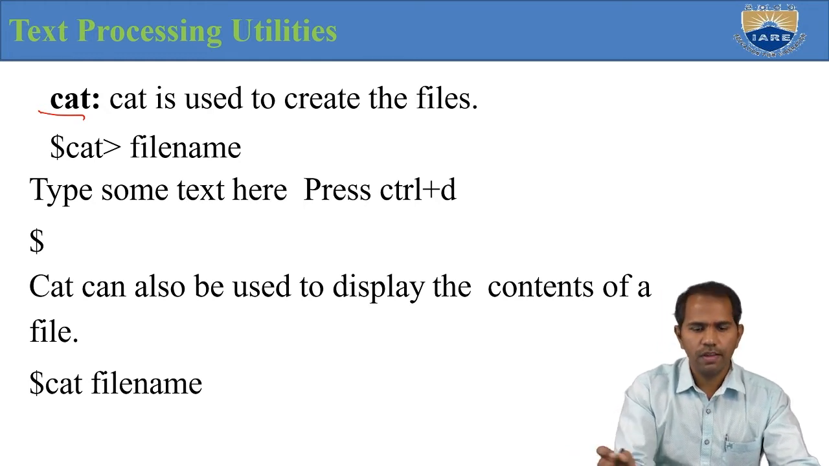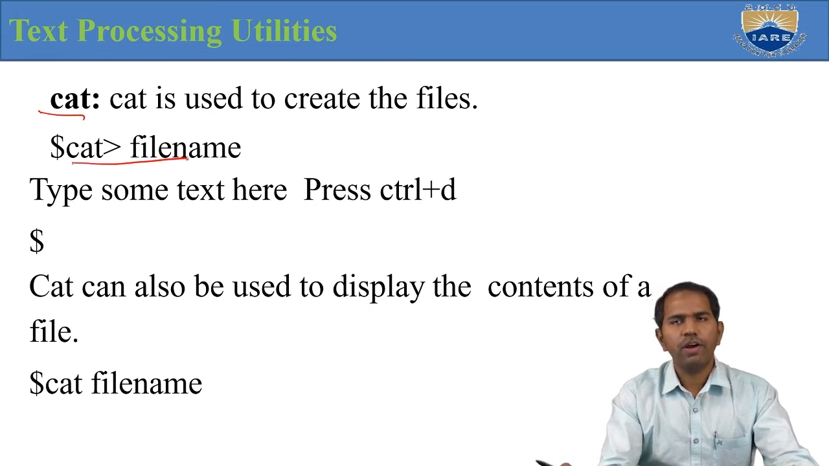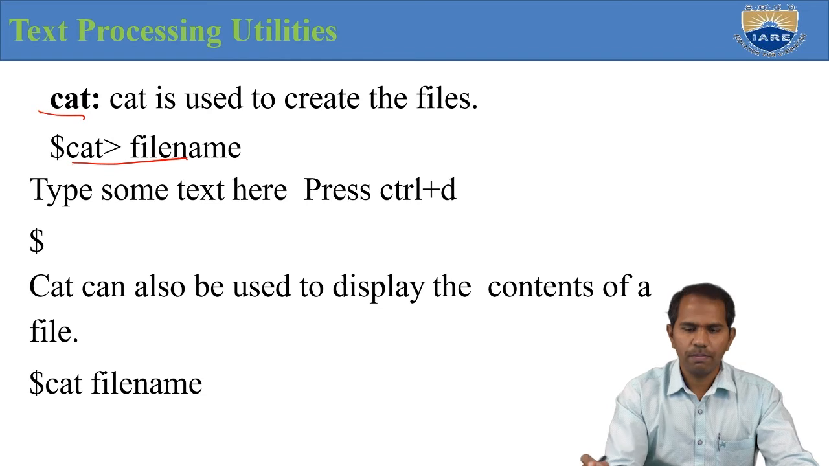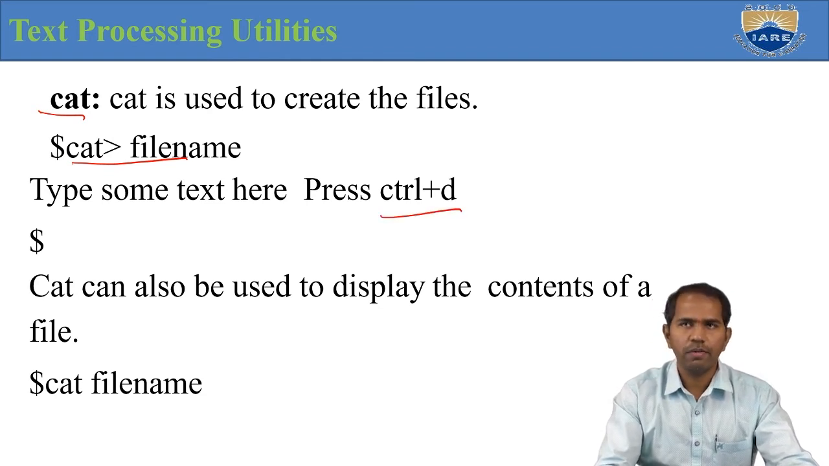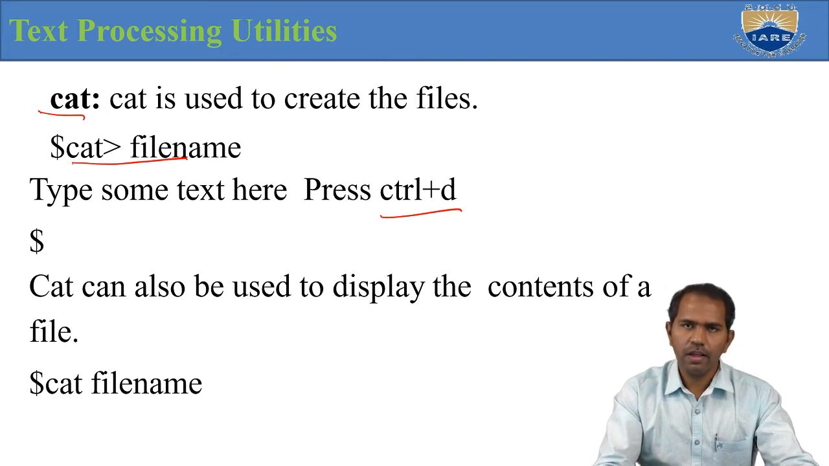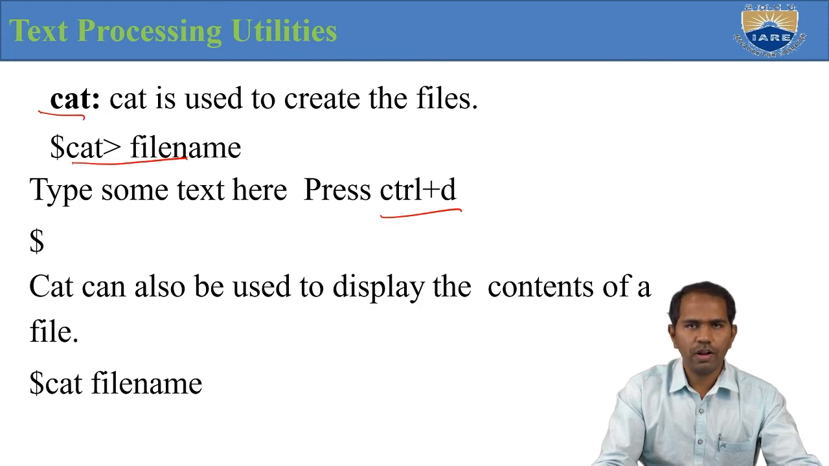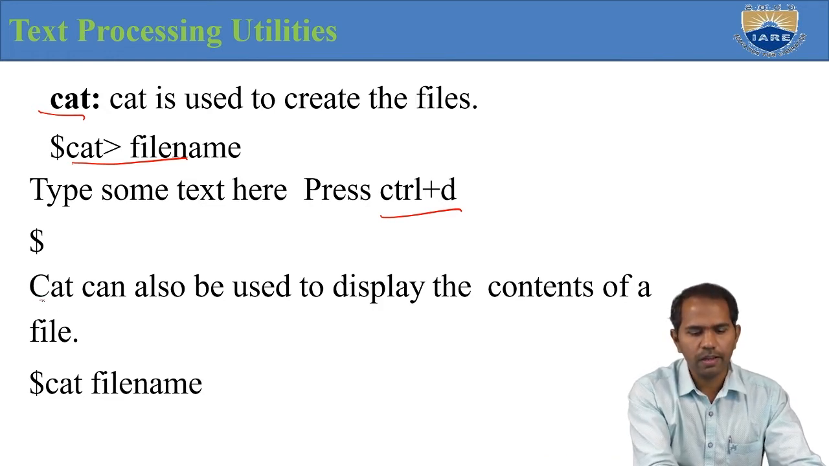How to create a file? Here, cat, greater than symbol, and then the file name. Now type some text here. Press Control D, and this content will be saved into that file. The file name could be like IRE. So in that IRE, it creates a file, and whatever content you type will be saved into it. After completing the text, press Control D to quit from that.